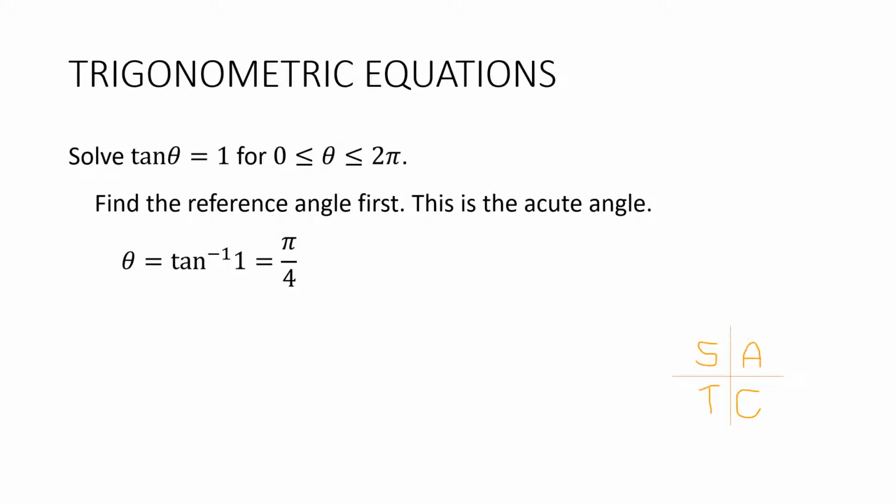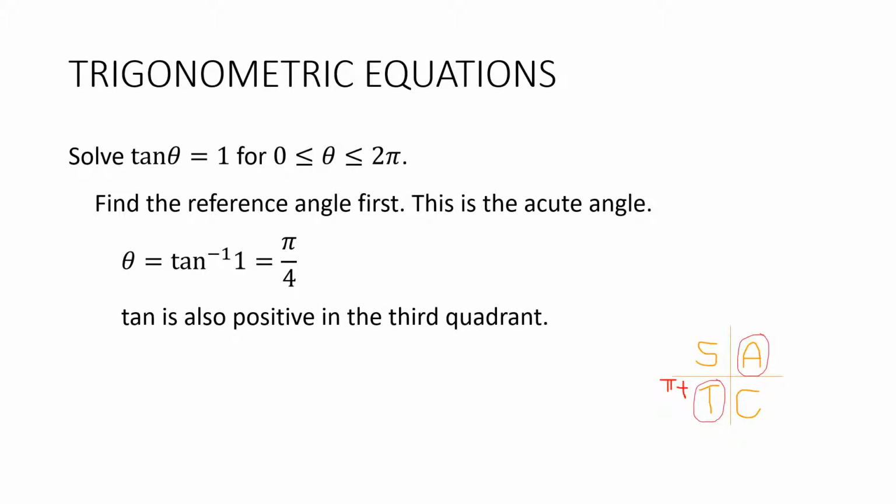Now let's draw up our diagram, all stations to central. So we know tan is positive in here. The other place that it's positive is down here, and that's going to be pi plus theta. So we write it out. Tan is also positive in the third quadrant, and so it's going to be equal to pi plus pi on 4. Again, you've got to work at your fractions. That's going to be 1 plus a quarter. Write it as an improper fraction. It's 5 on 4. So the two answers are pi on 4 or 5 pi on 4.